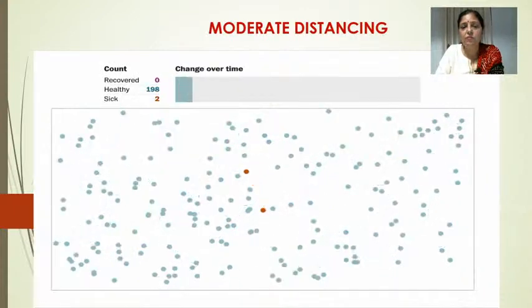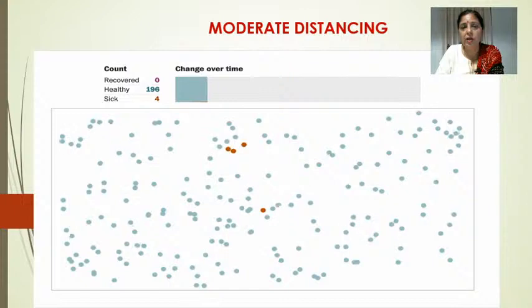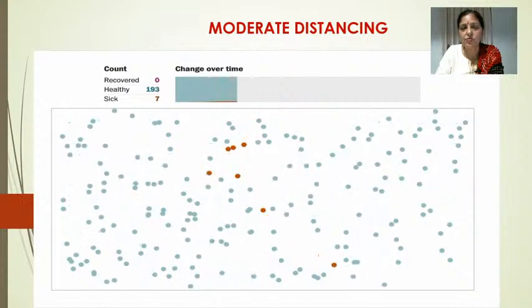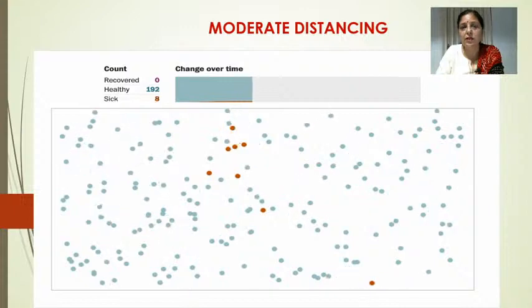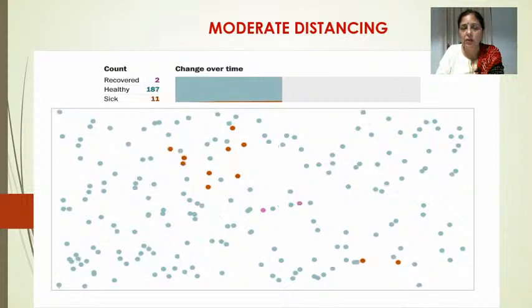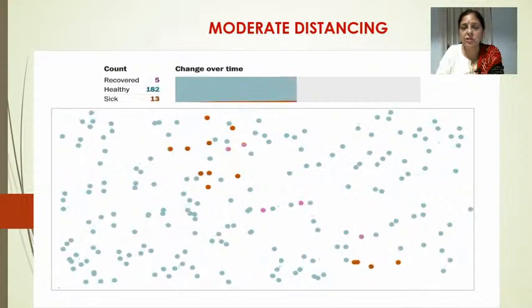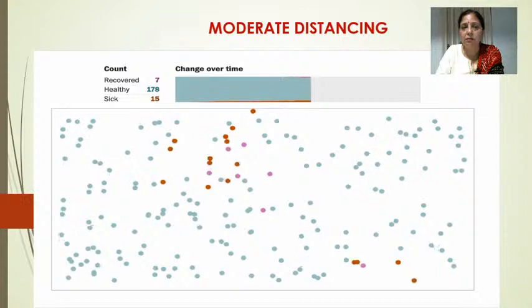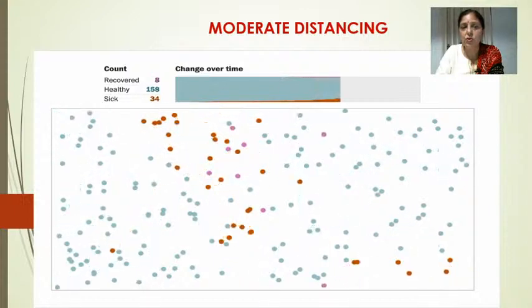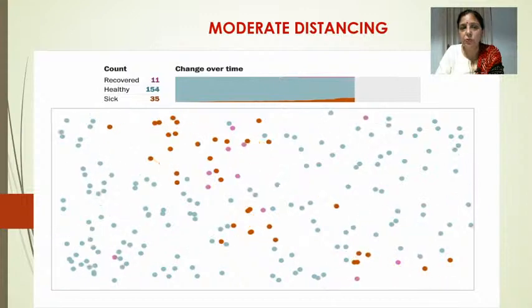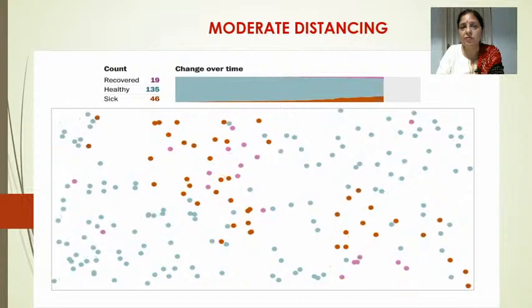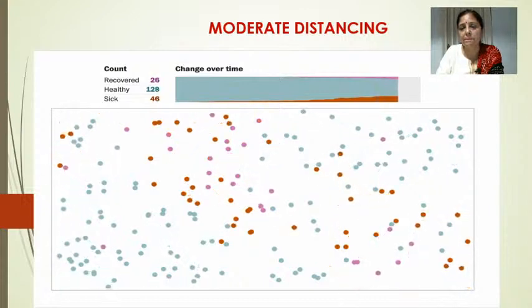Then if we have moderate distancing, like we are talking about doing the work also, but having a distance of 6 feet, we can see that the change over time is that the infection spread is very slow. We can see how slowly the infection is spreading, and there are healthy people also. The sick people are very few in this, and finally the recovery rate is also high if we have moderate distancing.